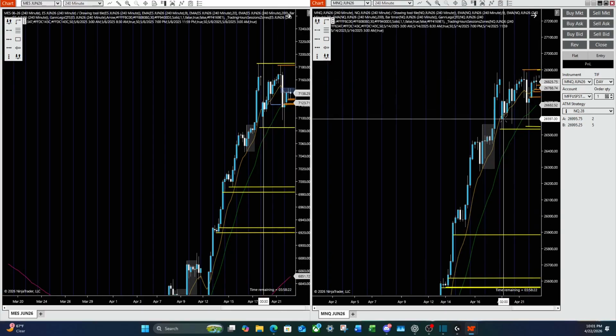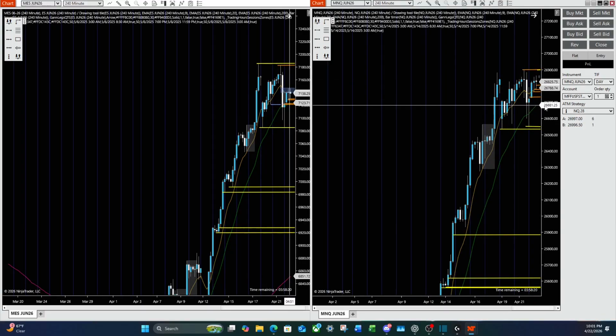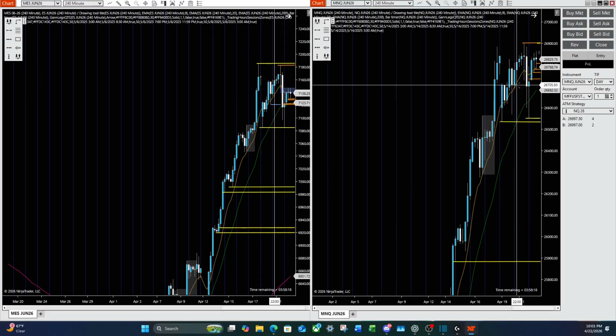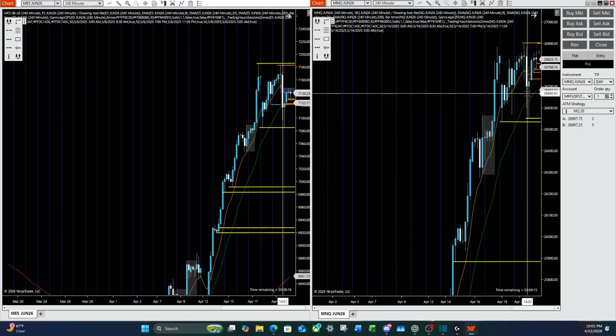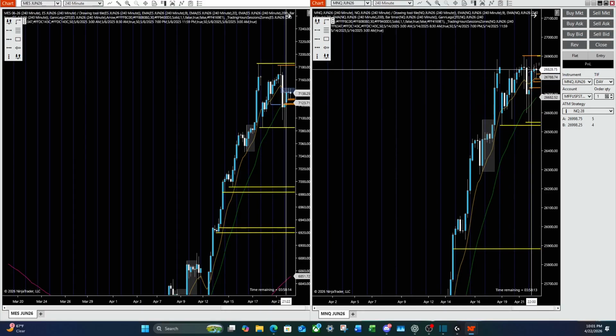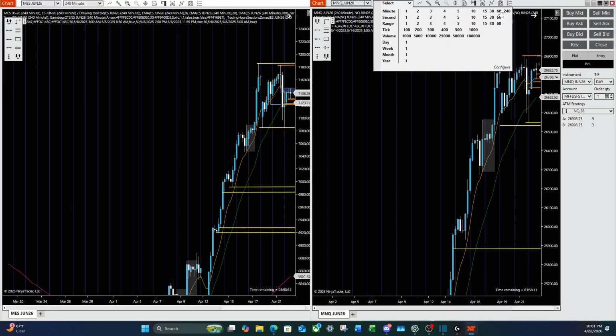In Q, what we have is we're still respecting bullish order flow on the 4 hour. We did not close below this low. We're still respecting bullish order flow on the 4 hour.